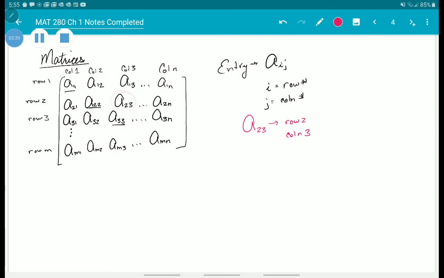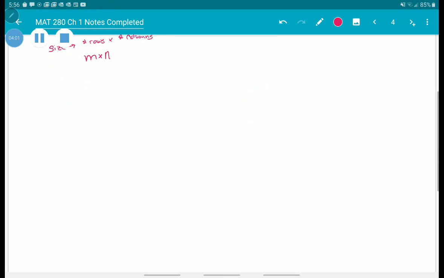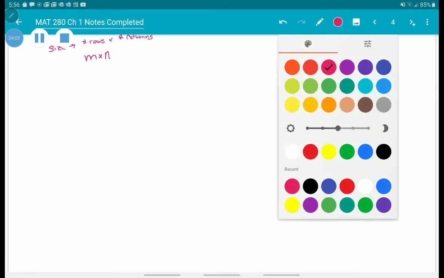Now when we identify the size of a matrix, it's always going to be the number of rows by the number of columns. So in this case, we have M rows and we have N columns. So this is an M by N matrix. So just for fun, let's go through and identify a few.